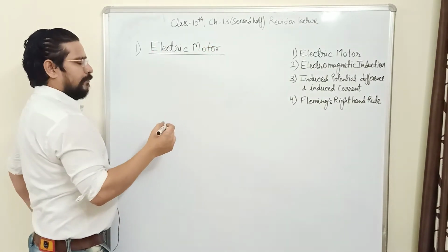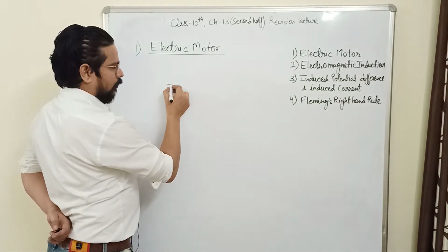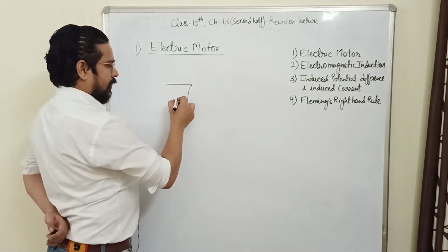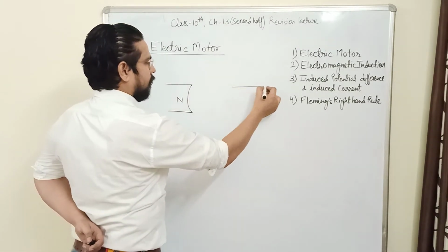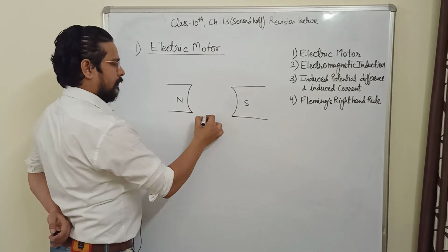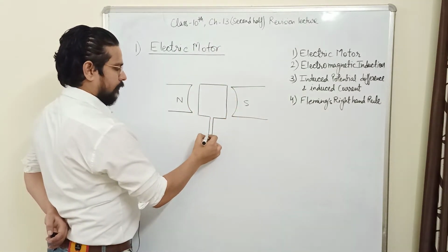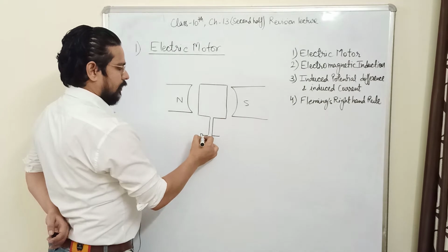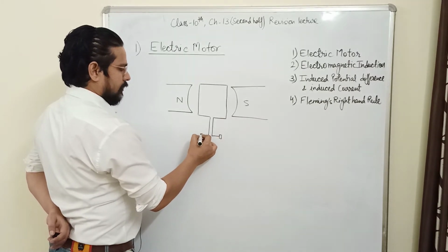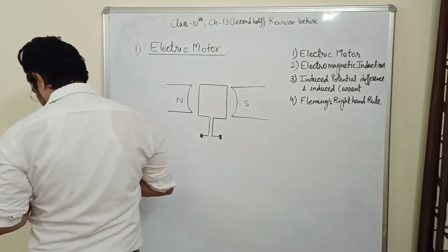Electric motor is composed of three main things. One, its permanent magnets. Second is the armature coil, and third is the carbon brushes and slip rings.